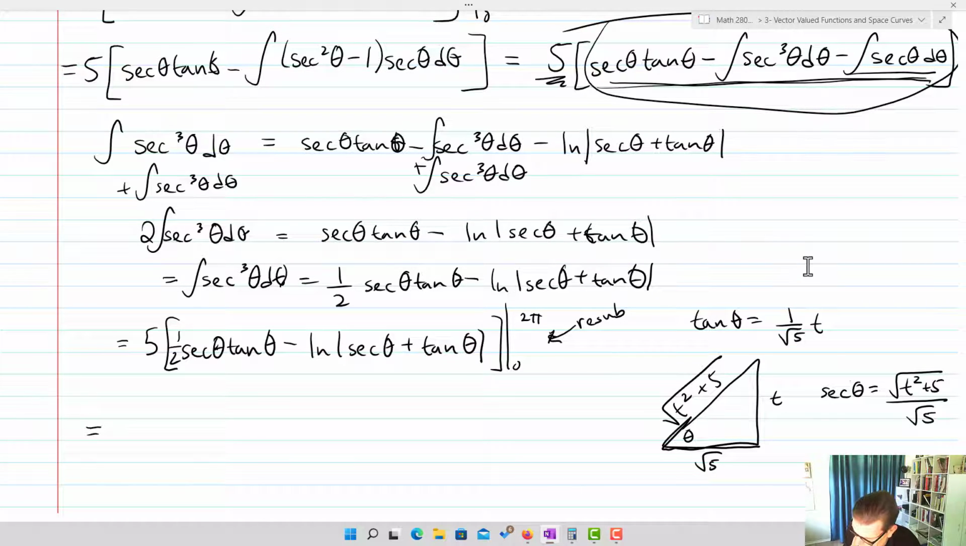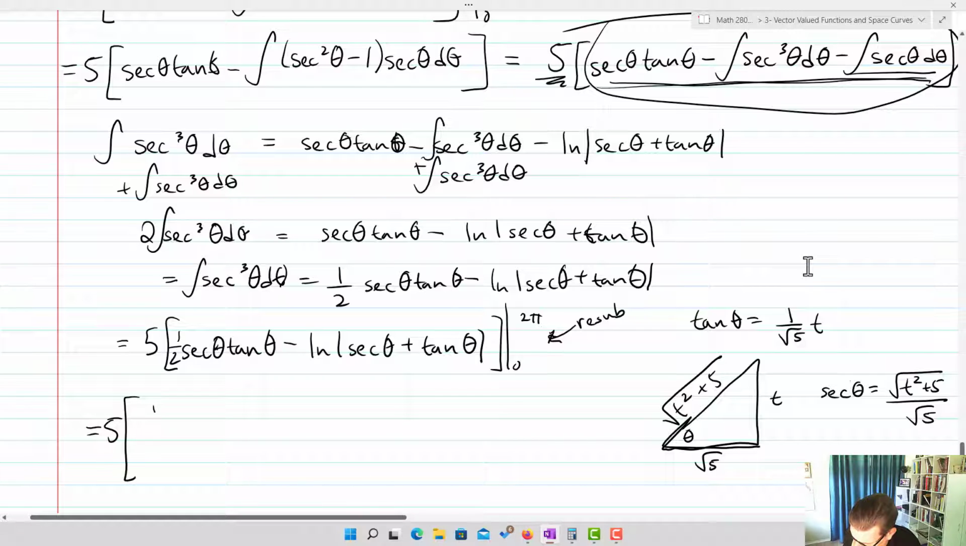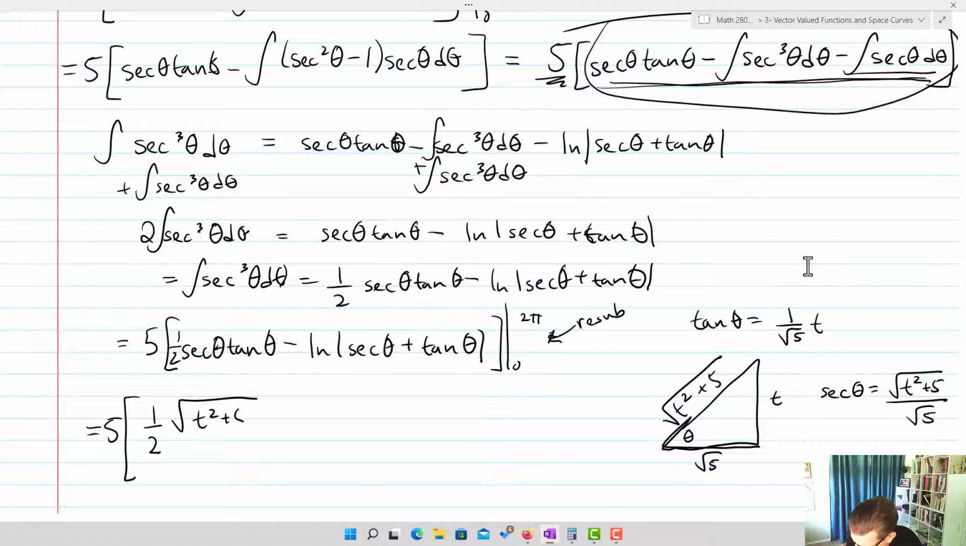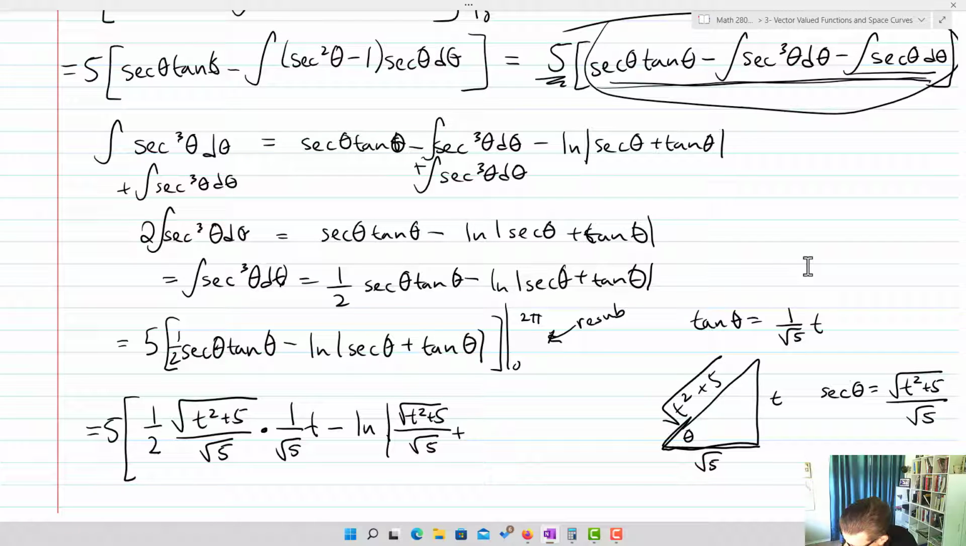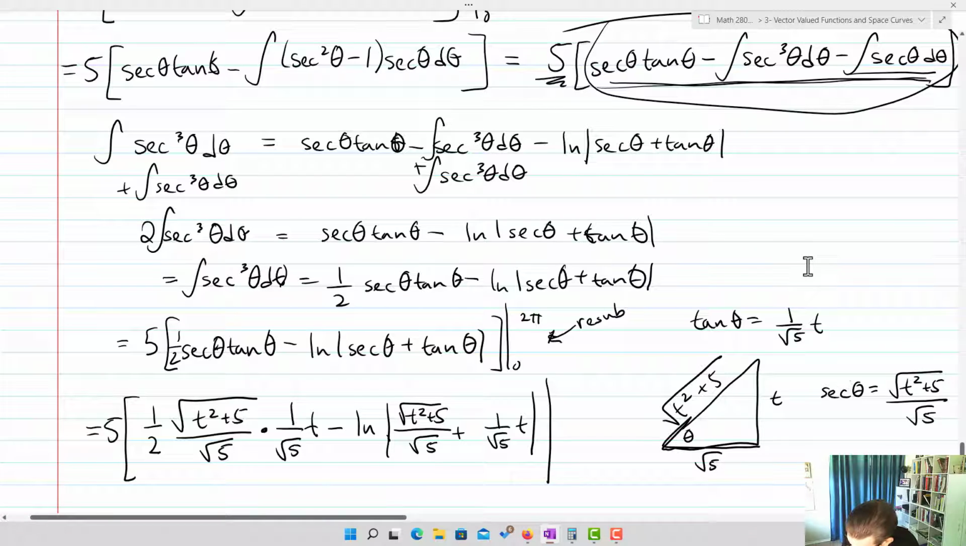We'll plug that in now. We get 5 times 1/2 times the square root of t squared plus 5 divided by root 5, times 1 over root 5 t, minus the natural log of the square root of t squared plus 5 over the square root of 5 plus 1 over root 5 t. And all of that will now be evaluated from 0 to 2 pi. And I'll let you do that one on your own, okay?